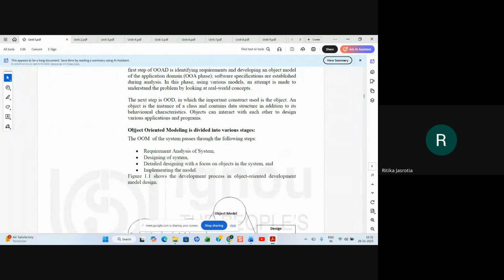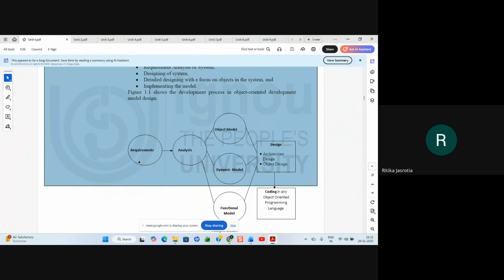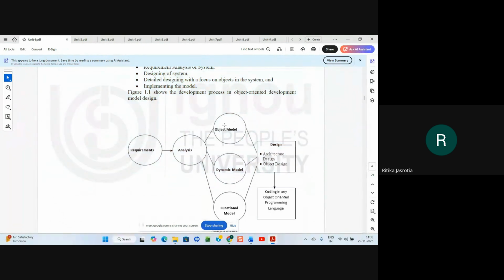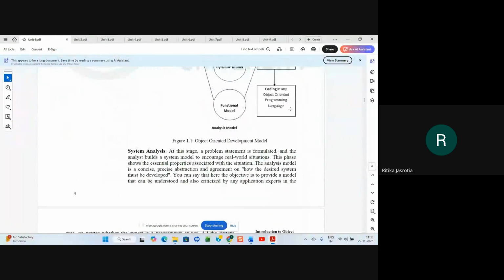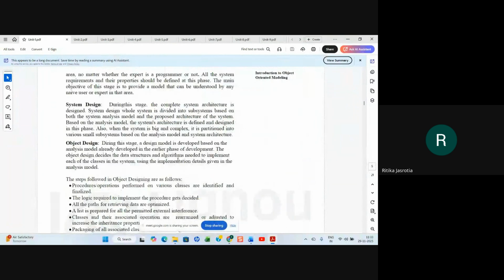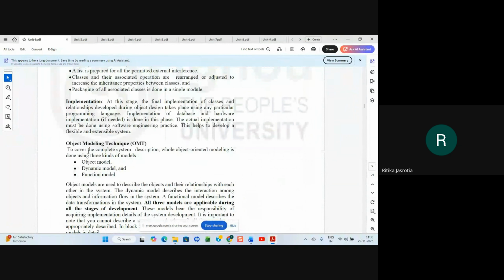So object-oriented modeling is divided into various stages. These are your stages: system requirement analysis, designing of the system, detailed designing with the focus on objects in the system, and implementing the model. So requirements, then analysis, and during analysis you are making an object model, a dynamic model, and a functional model. Then comes the design phase. After that you design it, and then you implement, that is the coding. So that is what you do. And in the object-oriented technique, these are the three models which are your output, right?